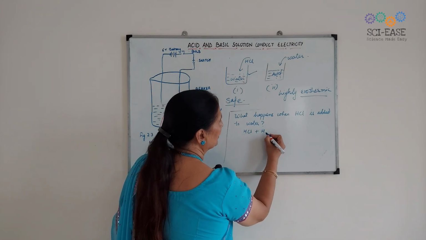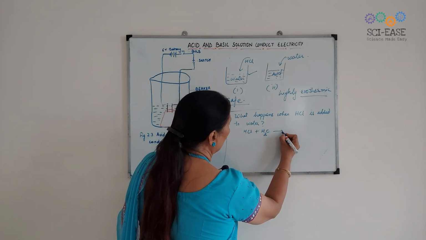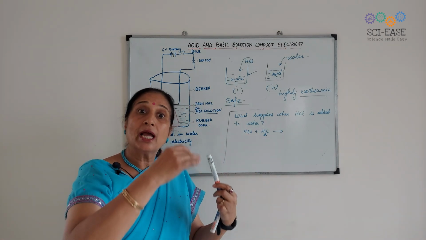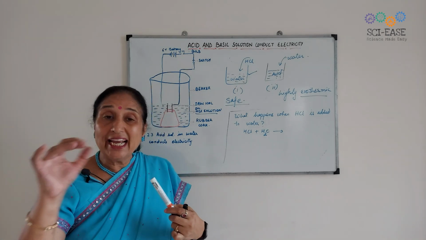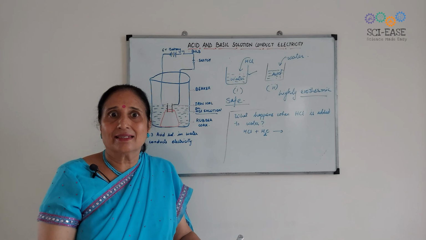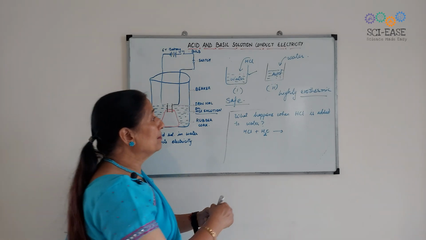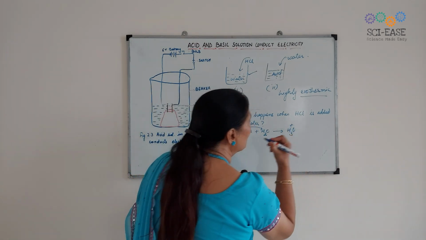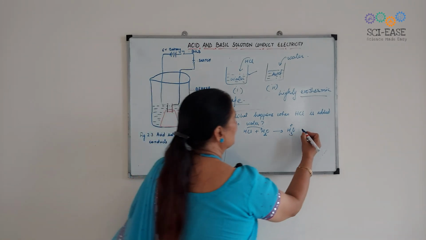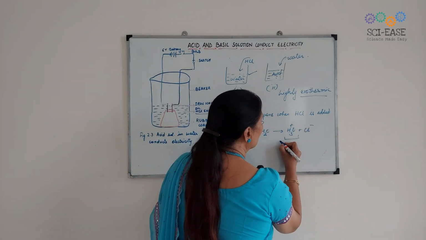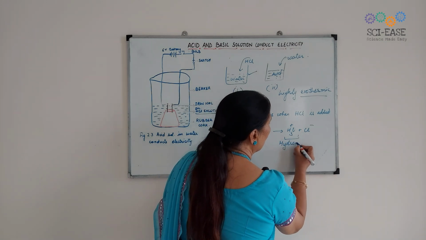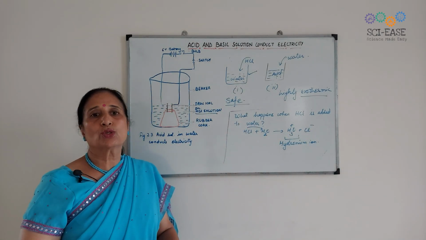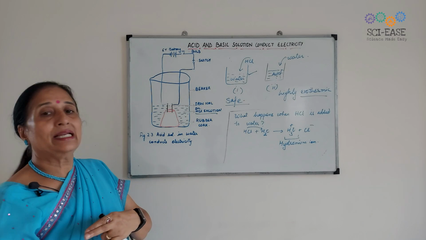HCl, when it's added to water, you say that when HCl is dissociated, it will produce H positive and Cl negative ion. H positive does not exist as it is. It is a proton, okay? H positive will combine with water and it will result in the formation of this ion, H3O positive plus Cl negative. What is this known as? Hydronium ion. It's known as hydronium ion. So here you will give this equation, that when HCl is dissolved in water, hydronium ion plus Cl negative ions are produced.